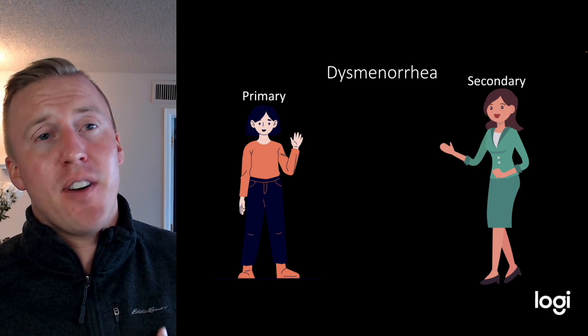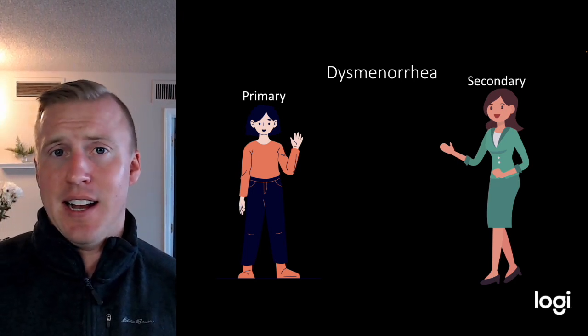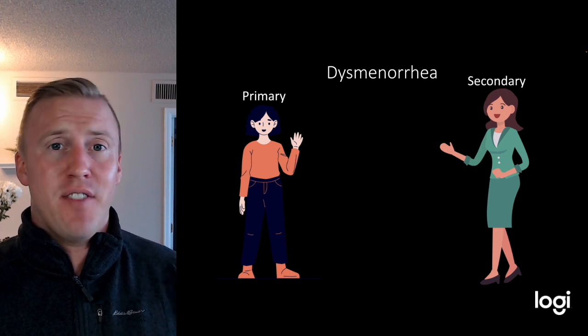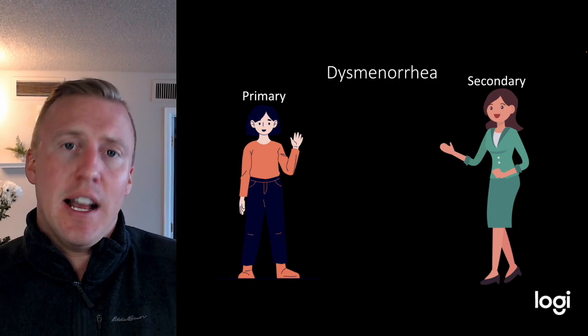The cramping can be extreme. It can be felt in the belly, other areas of the body. We also just get this larger release of prostaglandin in the body, so they can have things like nausea, vomiting, diarrhea, headaches, all those kinds of things going on as well.